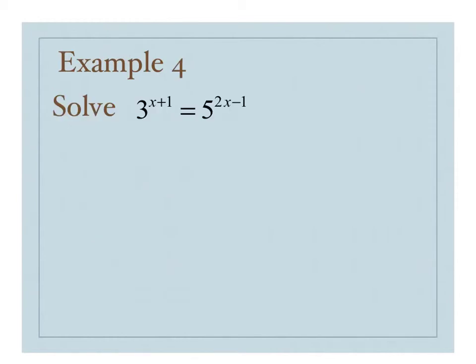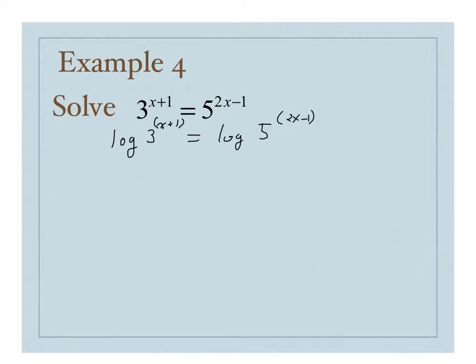Here's another example. We have two bases again on either side of the equal sign that are different. We have one in base 3, one in base 5, so we take the log of both sides: log of 3, all raised to the power of x plus 1, and then we take the log of 5, all raised to the power of 2x minus 1.